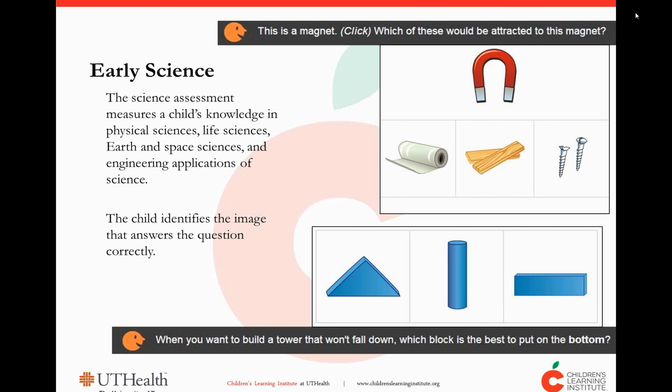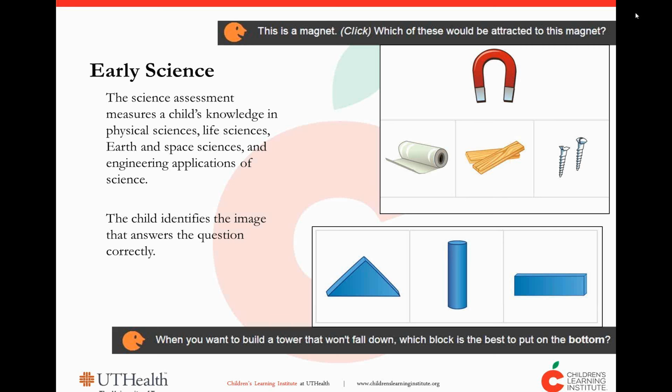We have put an extensive amount of time in the last year in developing an early science assessment as part of the CPALS system. It measures knowledge in physical and life sciences as well as earth and space sciences, and there's engineering and technology applications. So along with math, it's really a comprehensive STEM screening assessment, progress monitoring assessment.